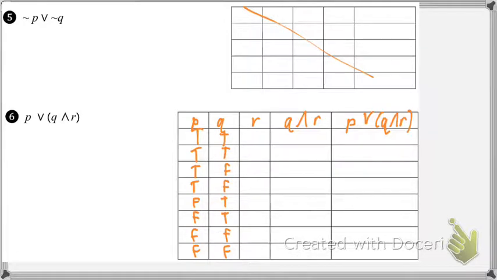So that way we have 2 scenarios where P is false but Q is true, 2 scenarios where they're both false, 2 scenarios where they're both true, and 2 scenarios where the first one's true, second one's false. Yes, Max, we would then alternate the R. So you always alternate the last one. True, false, true, false, true, false, true, false.